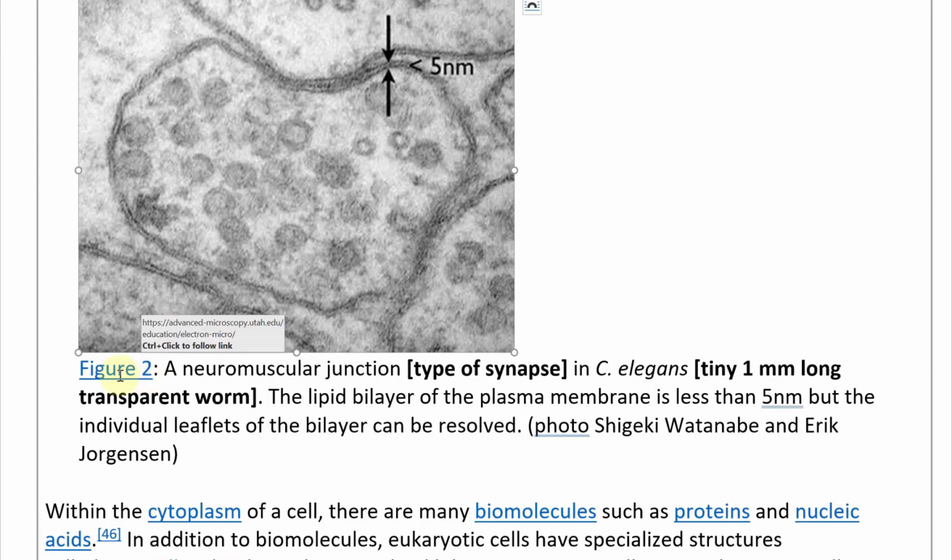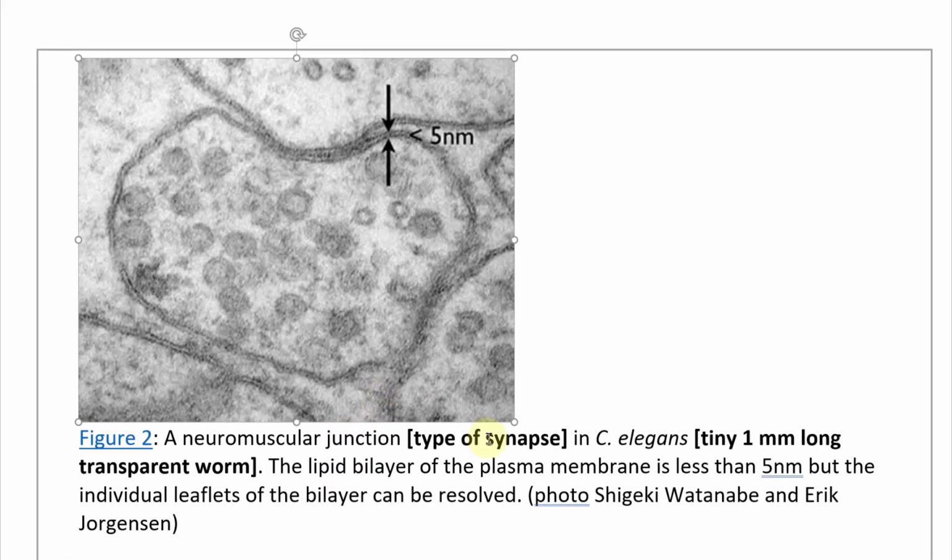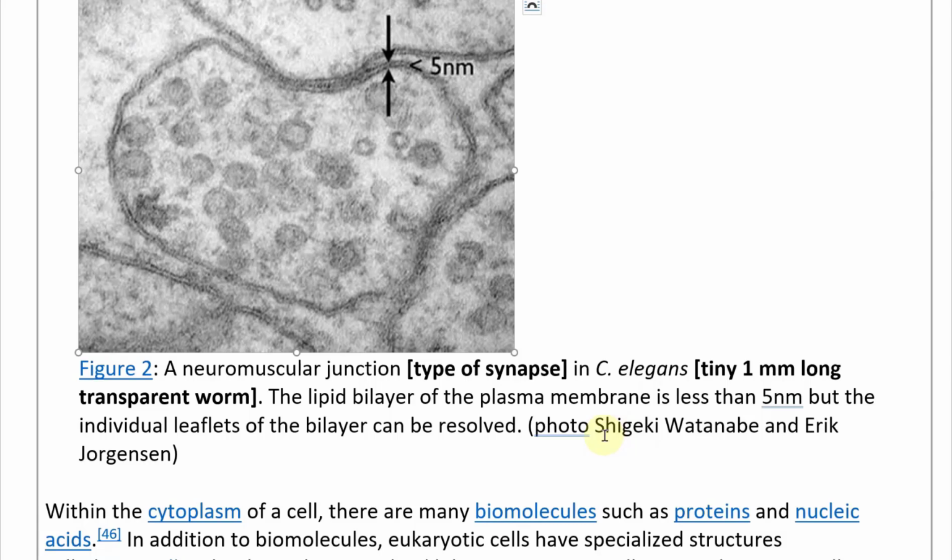So figure 2 is one from the advanced-microscopy.utah.edu website. A neuromuscular junction, or a type of synapse, in C. elegans, which is a tiny 1 millimeter long transparent worm. The lipid bilayer of the plasma membrane is less than 5 nm, but the individual leaflets of the bilayer can be resolved. So you can still see a tiny bit of these little fragments there. And the photo is from this guy right here. Let's just try the pronunciation: Shigeki Watanabe, and then Erik Jorgensen.